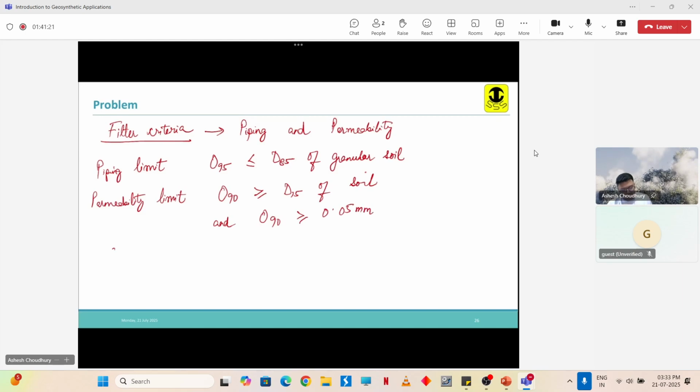Now for us, O90 is how much? It is 150 microns. So 150 microns means 0.15 mm, right? And O95 is 230 microns. Now we need to find out the D85 and D15 of the soil.